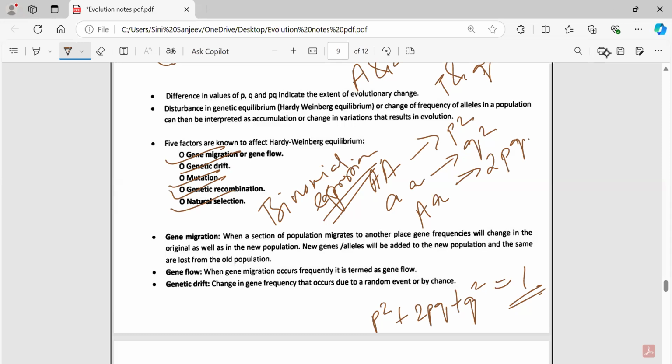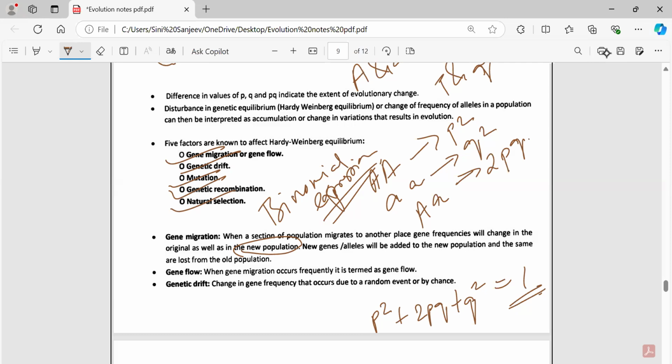The term gene migration itself explains it. Gene migration means the migration or flow of genes from one population to another population, so that you get a new population. Like how we see migratory birds, the same concept is called gene migration or gene flow.